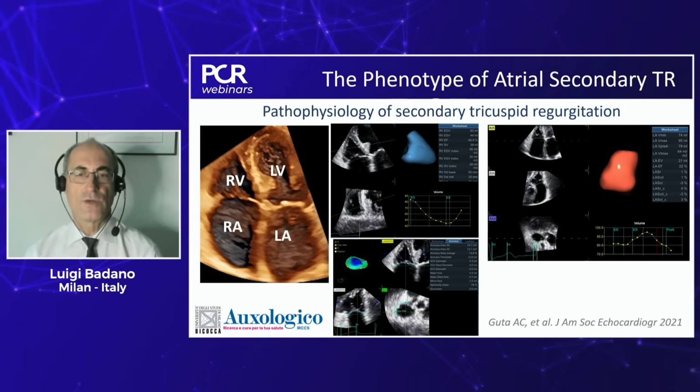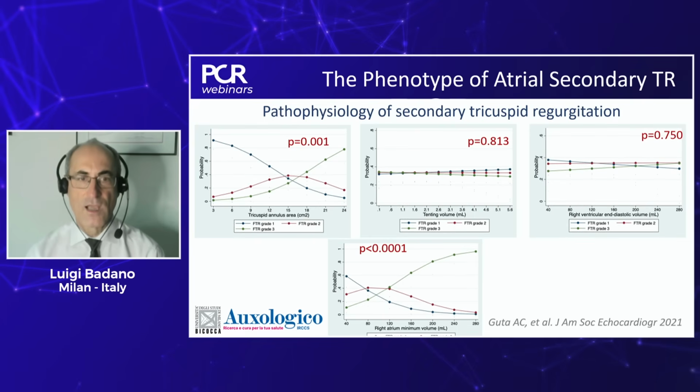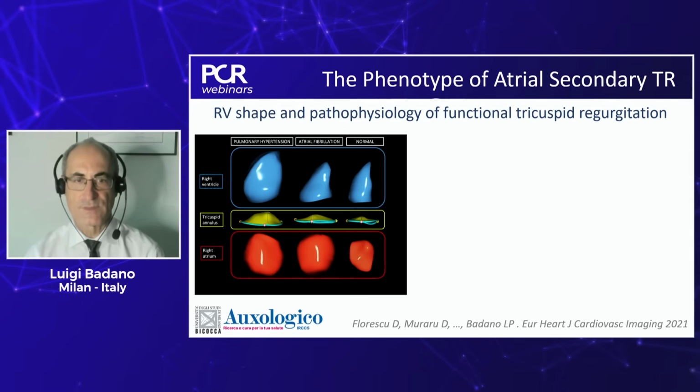Recently, another researcher from our group, Andrada Guta, using all the available tools by 3D echocardiography, made a quantitation of the right ventricle, the right atrium, and the tricuspid annulus, and was able to show clearly the relationship between the severity of tricuspid regurgitation and the tricuspid annulus size, as well as the right atrium size. But there was no clear relationship of the severity of tricuspid regurgitation with the right ventricular volume in patients with atrial fibrillation, just showing once again the direct relationship between atrial fibrillation, remodeling of the right atrium and the tricuspid annulus, and severity of tricuspid regurgitation.